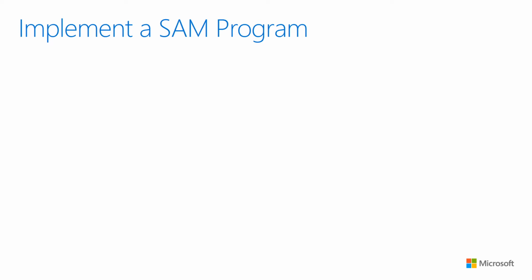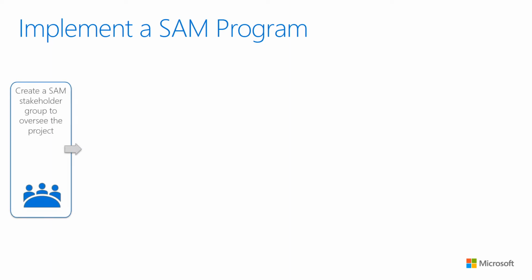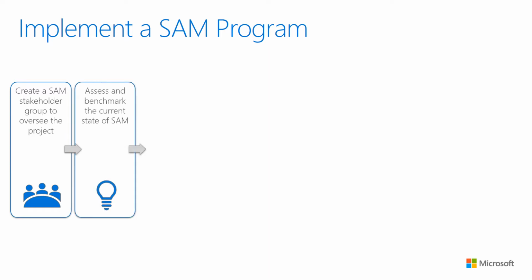Now to implementing the SAM program. The types of things that it's important to include here are, firstly, creating a SAM stakeholder group to oversee the project and then getting going with the project itself, starting with assessing and benchmarking the current state of SAM. And in Module 1, we looked at using the SAM optimization model to do just that.